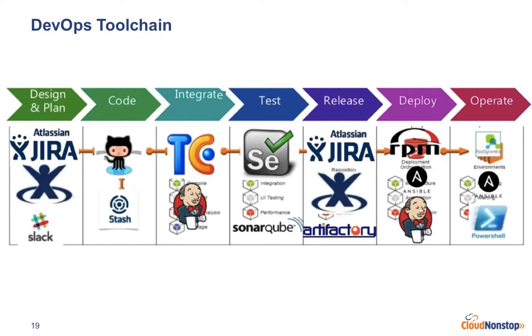Now the other important thing that needs to be called out when it comes to cloud computing and cloud native applications is the DevOps tool chain. Why? Because cloud makes it a lot easier to adopt DevOps principles, and that includes everything from designing all the way till deployment and operation.